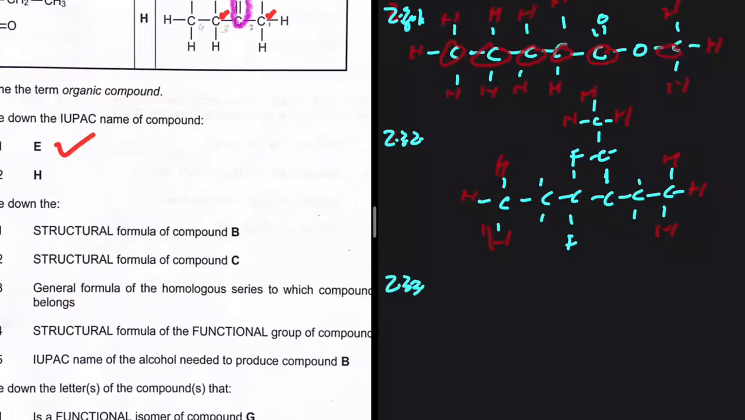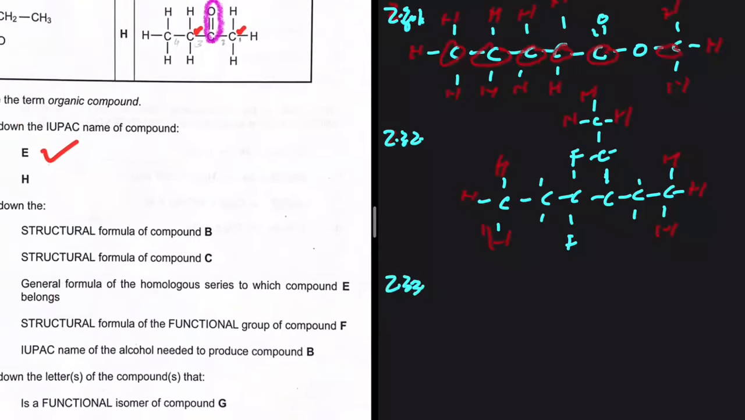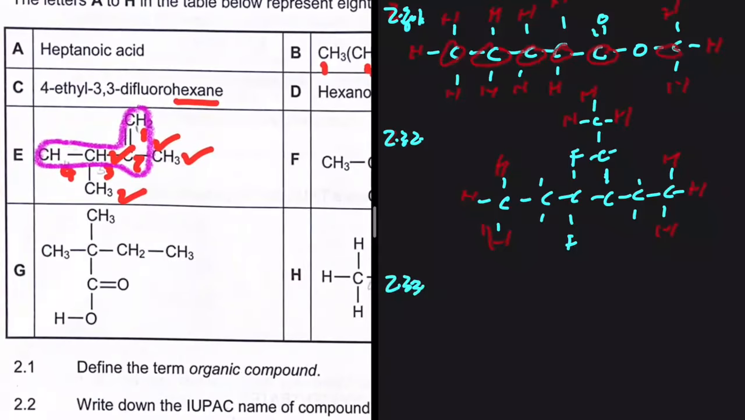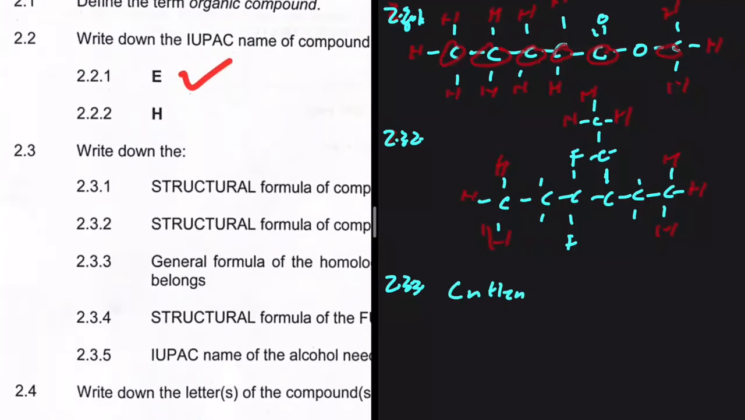2.3.3, general formula of the homologous series to which compound E belongs. Compound E is an alkene, so the general formula should be CnH2n. Yes, not plus 2, not minus 2, just CnH2n.